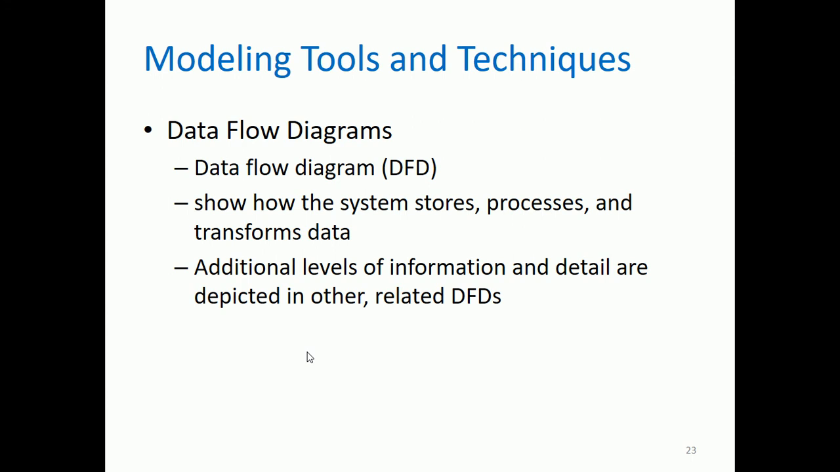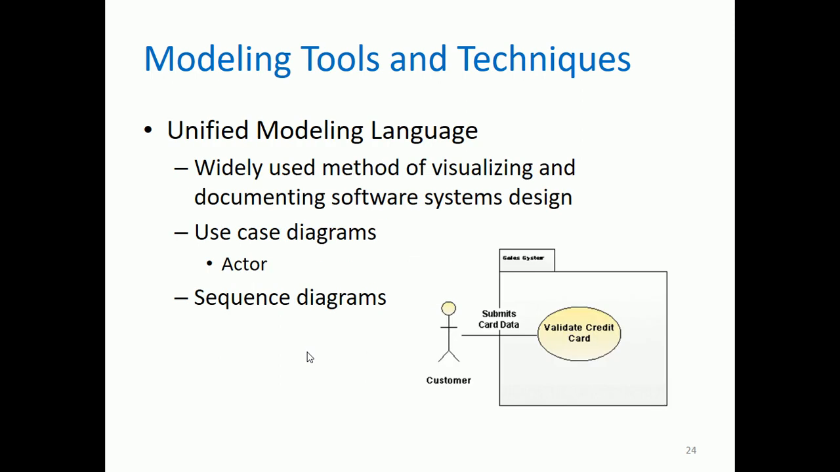It shows how the data stores, processes, and transforms data. Additional levels of information and detail are depicted in other related DFDs. In the following chapters, we have a separate topic for data flow diagrams and activities. Okay, another one is the Unified Modeling Language. This is a widely used method of visualizing and documenting software systems design. An example of a UML diagram is the use case diagram.